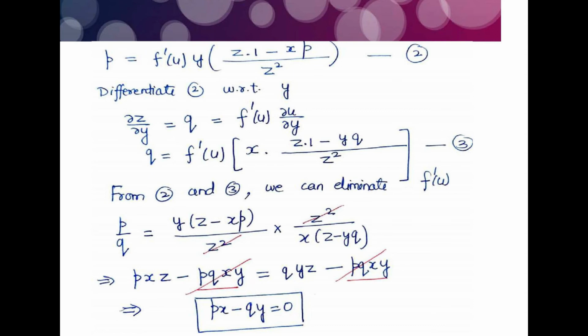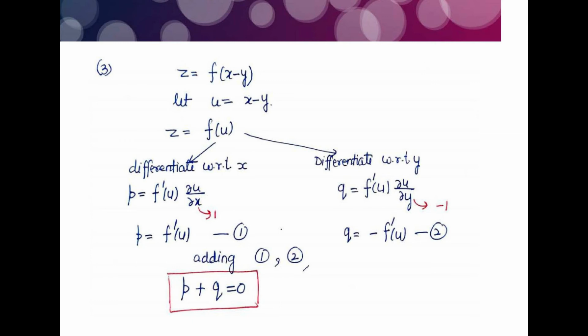So I am just rewriting equation number 2 and equation number 3 again. In these two equations, we have again x, y, p, q, z and f dash u. So using 2 and 3 only we can eliminate f dash u. Simplify this expression and finally we have px minus qy equal to 0, and this is the required partial differential equation.